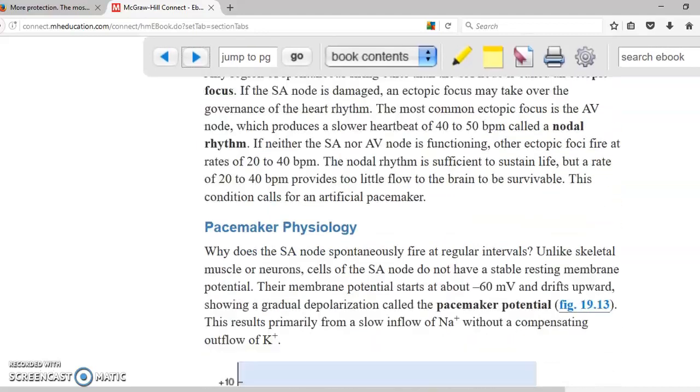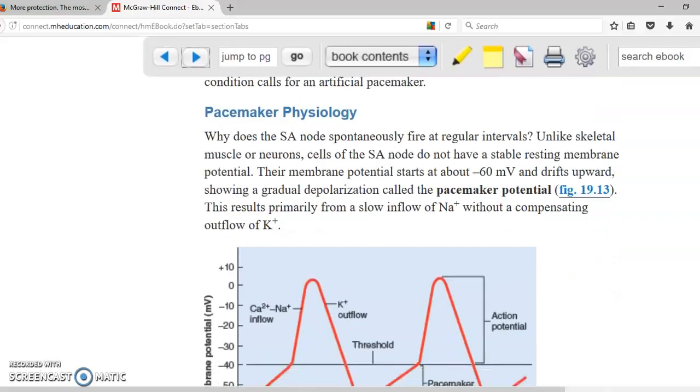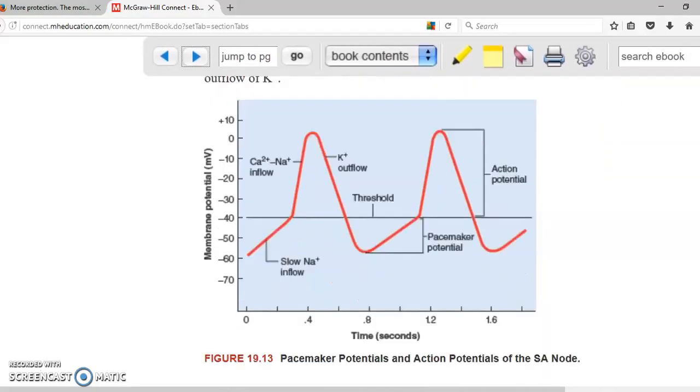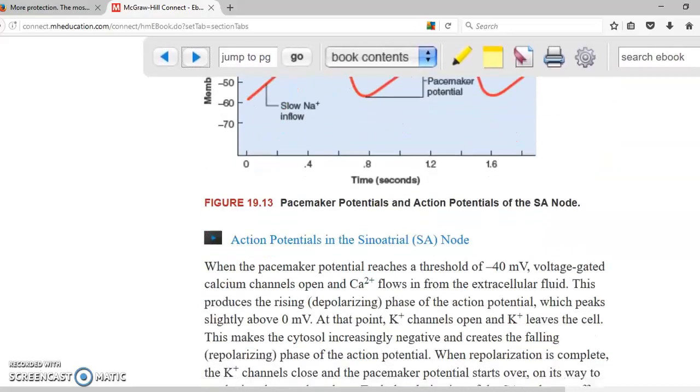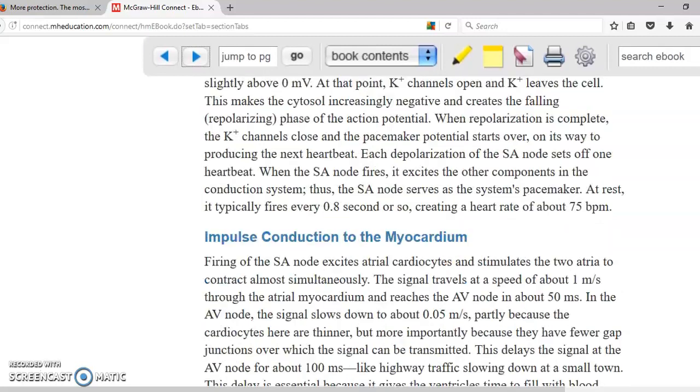If you keep going down, we have the pacemaker physiology. In other words, the sinoatrial node, and how the sinoatrial node is going to fulfill its job. Let's skip this part and let me bring you to something that you may be a little bit more familiar with, which is the impulse conduction to the myocardium.